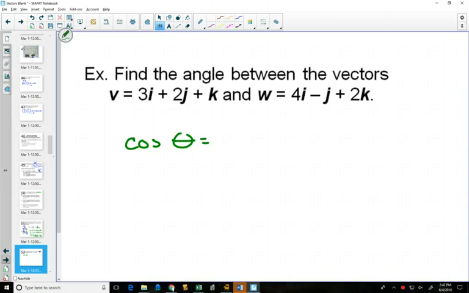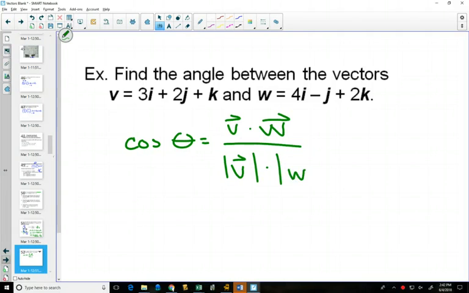So cos of theta will be the dot product between these two vectors over the length of v times the length of w. Sometimes I make the dot product a bigger dot, because this dot on the bottom is regular multiplication, and this dot on the top is the dot product of vectors.